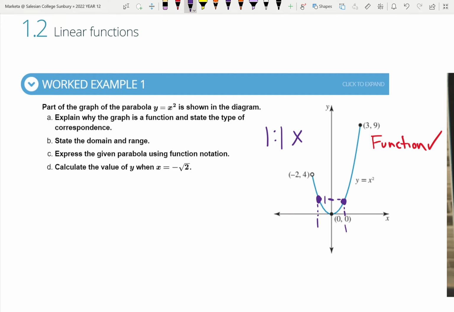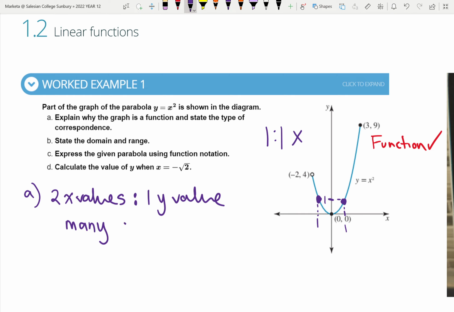So if I was to write this out, I could say there are 2 x values giving rise to 1 y value, and I'll put the little 2 dots there. For 2 x values, we can say that's many, and then there's just 1 y value. We always talk about x first and then y, and that's how we work it out. If we had 1 x value giving us many y values, then it would be a one-to-many function. So this one is a many-to-one function, and yes, it's a function.